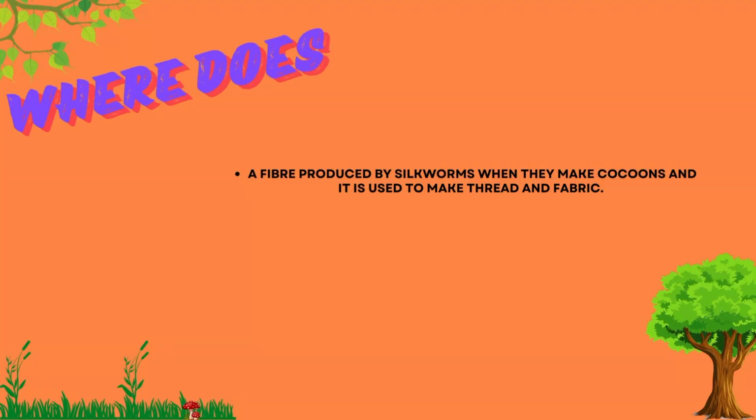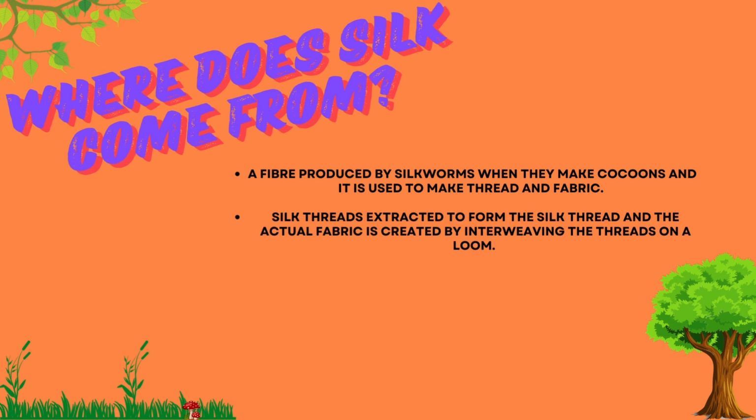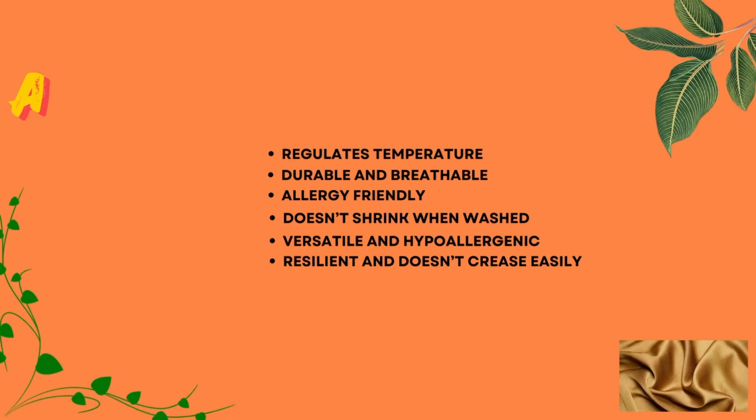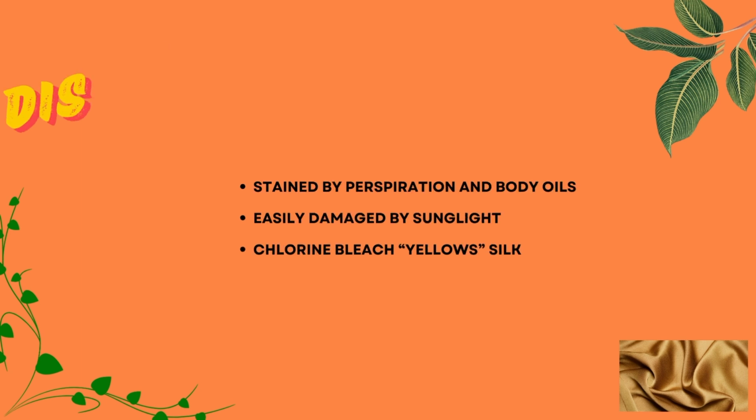Silk is a fiber produced by silkworms when they make cocoons, and it is used to make thread and fabric. The actual fabric is created by interweaving the threads on a loom. Advantages would be it regulates temperature, it is durable and breathable, it is allergy friendly, it doesn't shrink when it is washed, it is versatile and hypoallergenic, and it is resilient and doesn't crease easily.